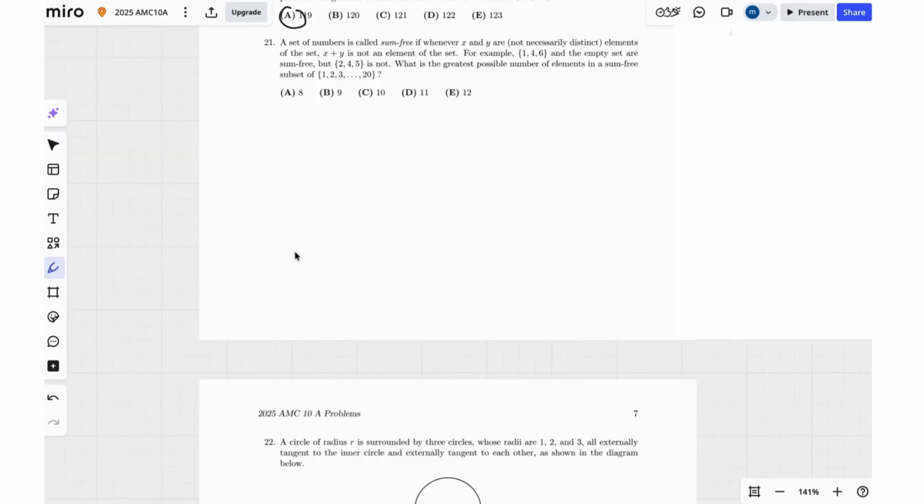Alright, so for problem 21, we can construct a set of all the odd numbers. So this has 10 elements, and now we notice that if we add any more numbers, it's an even number, so that means that the condition will not be met.